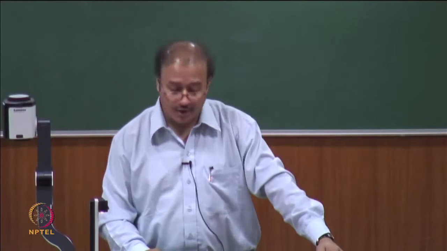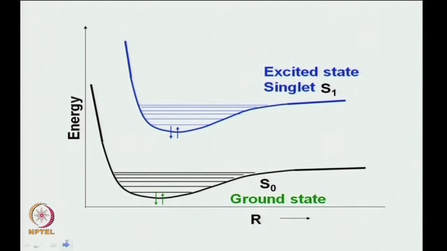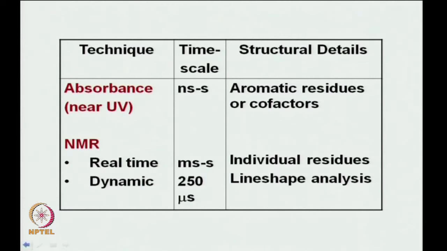Then obviously, of NMR, there are two types, one is real time, one is dynamic. So, you can look at the breadth of time scale. In one case it is millisecond to second, in the other case it is about 200 microseconds or so. Okay. So, that is pretty much about the tools that are commonly used when people are investigating proteins, no matter for what reason.